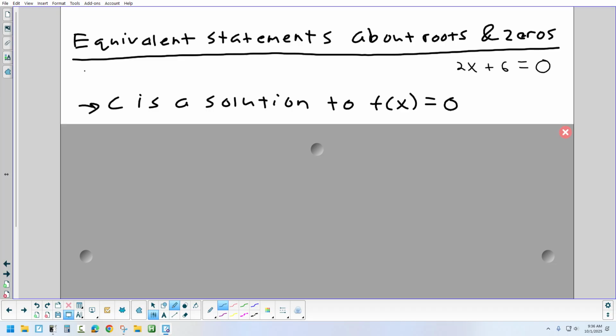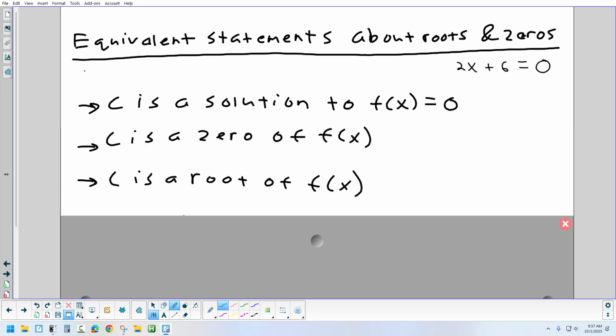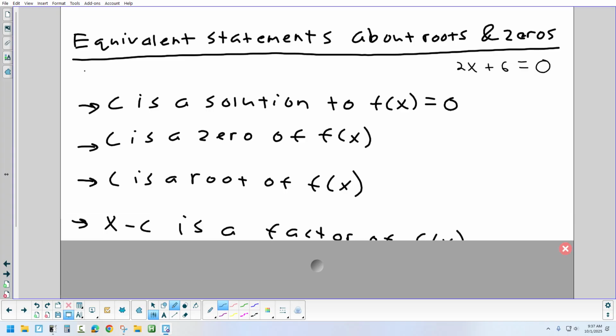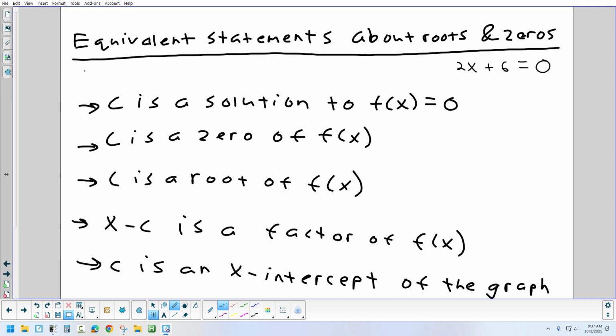Okay. -3 is also called a what? A root. What else is -3 called? An x-intercept. One other thing it's called. A 0. All those things are true. I think you said them all. So -3 is a 0. -3 is a root. Negative 3 is an x-intercept.